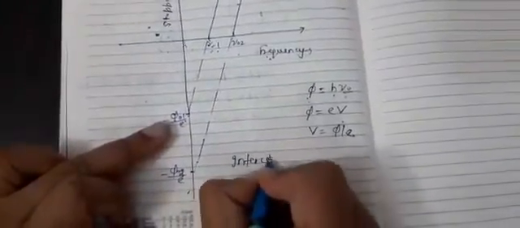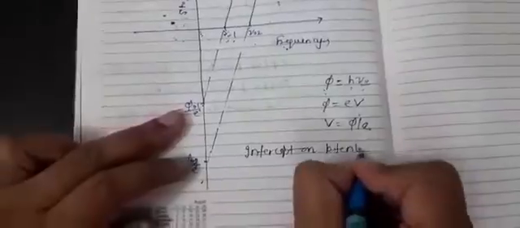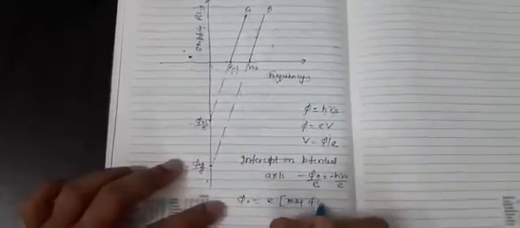So for the first metal A, the threshold frequency is nu naught 1, and what is the intercept on the potential axis? It represents minus phi naught by e. We have taken two different metals here, so there are two different corresponding values. Now if we write the work function in the form h nu naught, it becomes minus h nu naught upon e. So we can write this phi naught as e times the magnitude of the intercept on the potential axis.